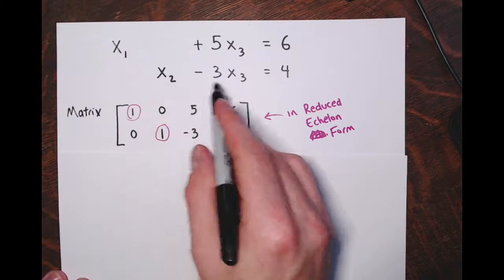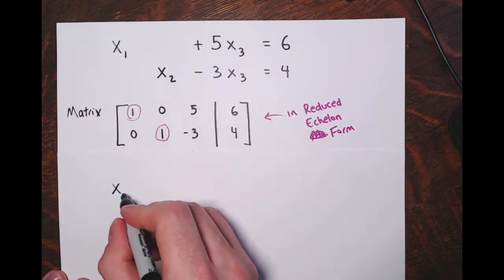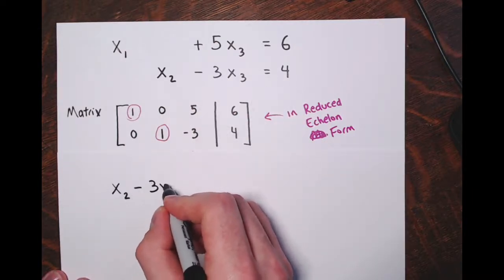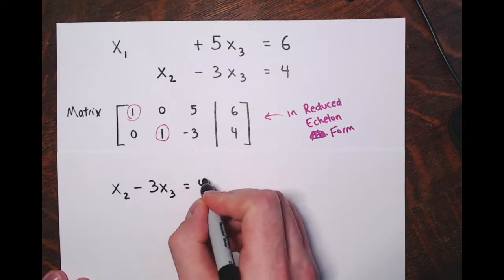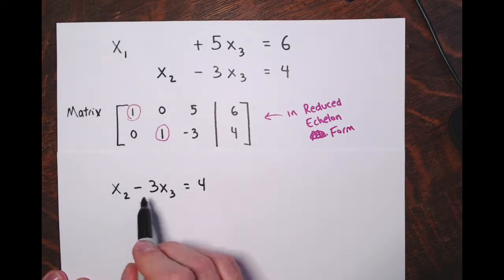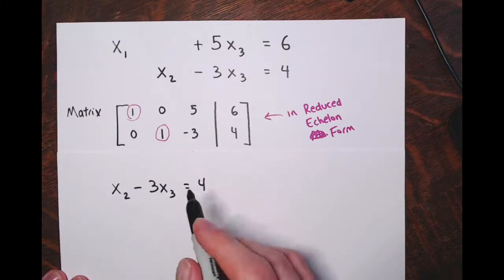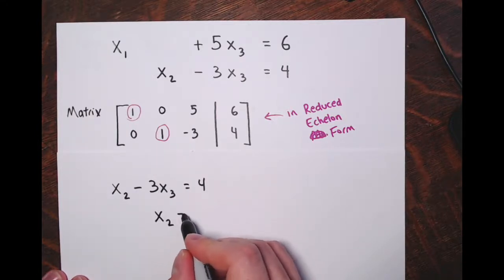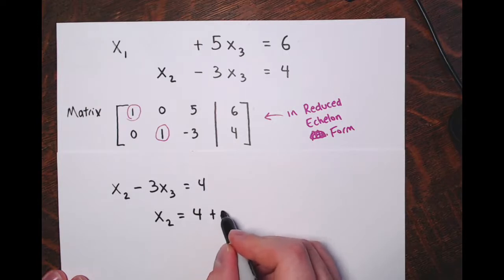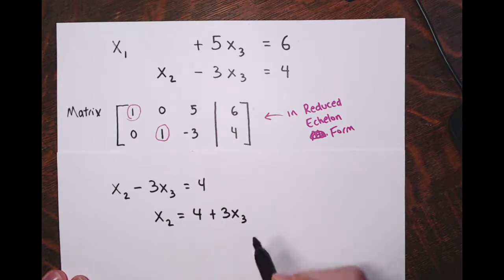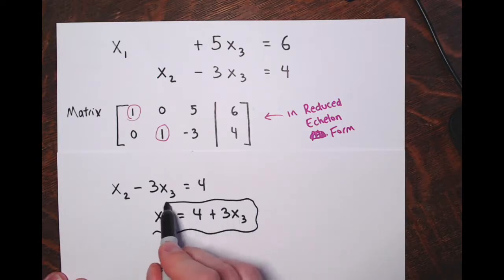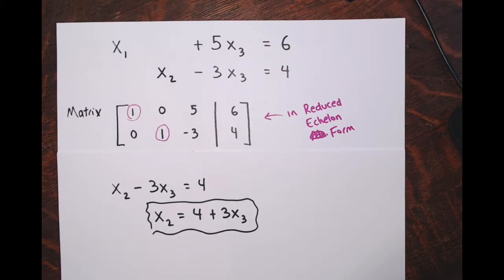So you see that bottom equation. We have x2 minus 3x3 equals 4. This was basic. This is free. Solve for the basic, so I would add 3x3. So we have 4 plus 3x3. There's x2, a basic variable, in terms of the free variable x3.